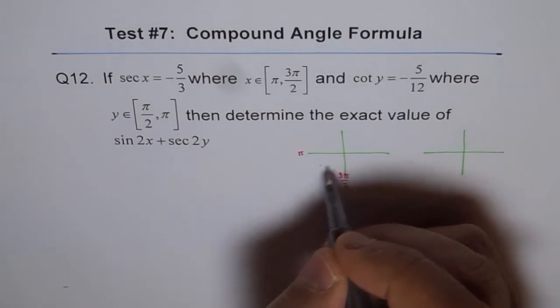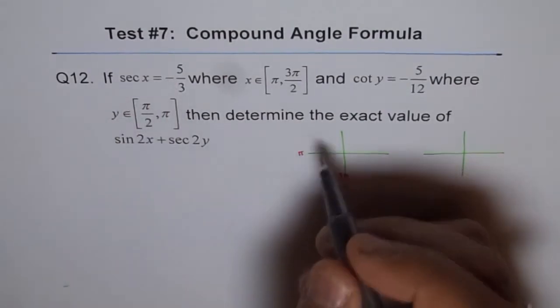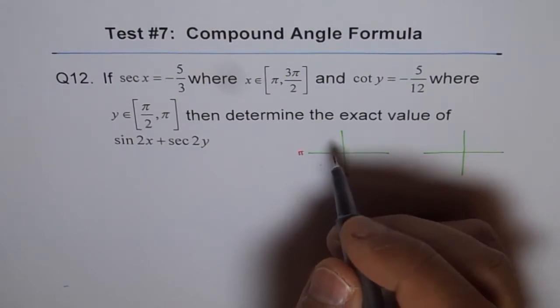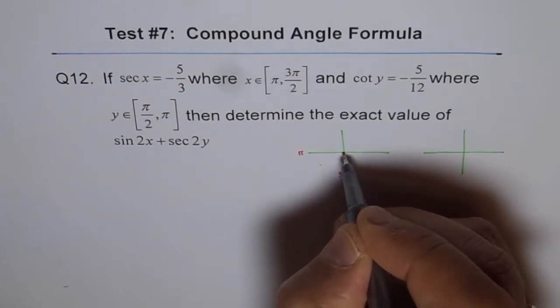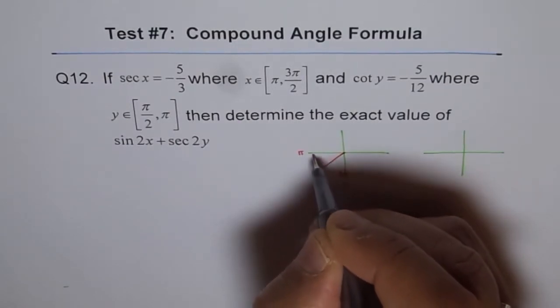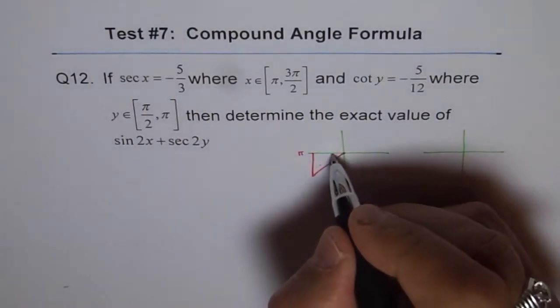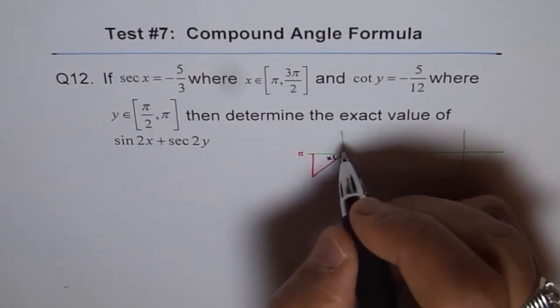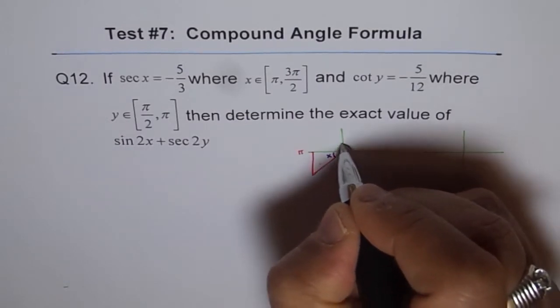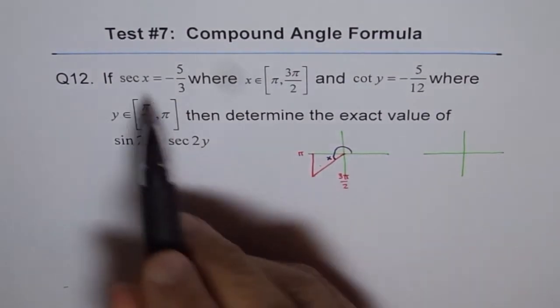So let's make a triangle here where the secant x value is minus 5 over 3, right? Secant is the reciprocal of cosine, correct? So let's make a triangle here, where this angle is the acute angle x we're talking about. So actually the angle x will be this, the primary angle x. And minus 5 over 3 is the secant value.